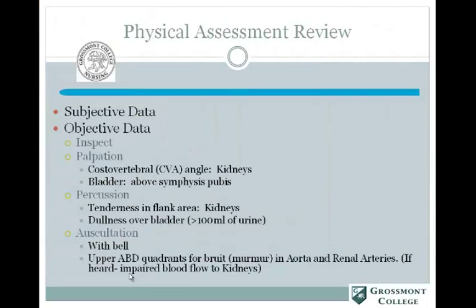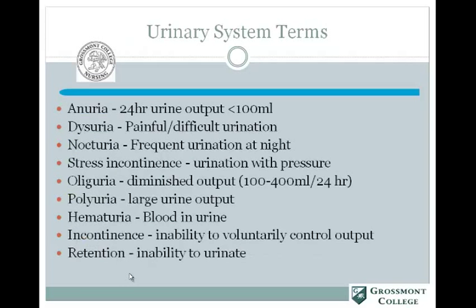So our physical assessment, subjective data. We're going to ask the patient if they feel distended. Ask them when they've last peed or voided. You're going to palpate, inspect, percuss, and listen. And then there it tells a little bit more about each one of those. Some terms for the urinary system problems that we might have. We've probably talked about all of these before, just to review. One that is not listed there is pyuria, and that would be like pus or white blood cells in the urine.